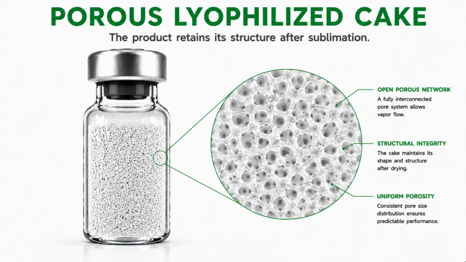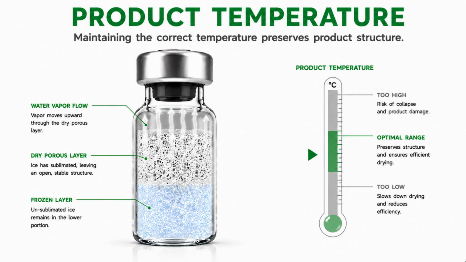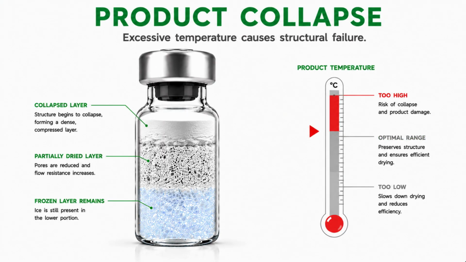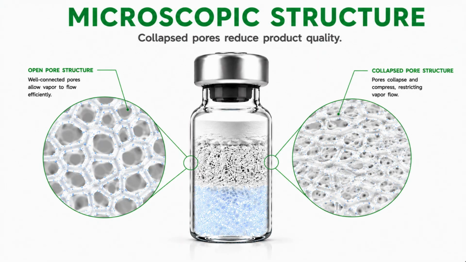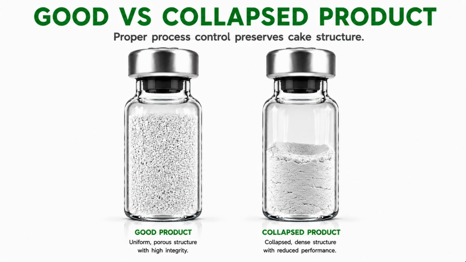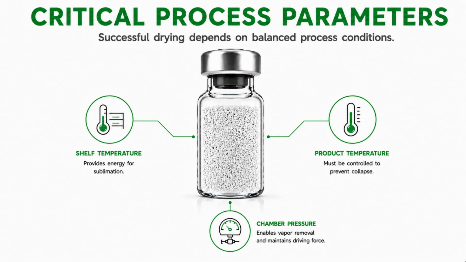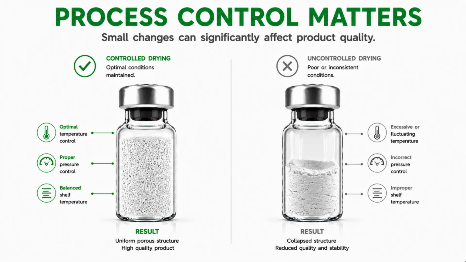Primary drying must be carefully controlled. If too little heat is supplied, drying becomes unnecessarily slow. If too much heat is applied, the product temperature may rise above its critical limit. When this happens, the delicate, porous structure can begin to collapse, reducing product quality and making the remainder of the drying process more difficult. For this reason, shelf temperature, chamber pressure, and product temperature must all be carefully balanced throughout primary drying.